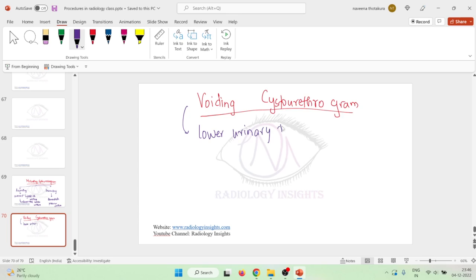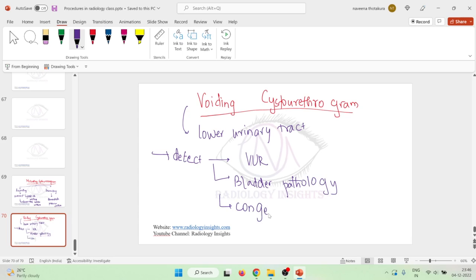It will demonstrate the lower urinary tract and detect pathologies like vesico-ureteric reflux, if there is any, or any bladder pathology. It can be helpful to demonstrate bladder pathology, or any congenital or acquired anomalies of the bladder outflow. These can be understood by voiding cystourethrogram.